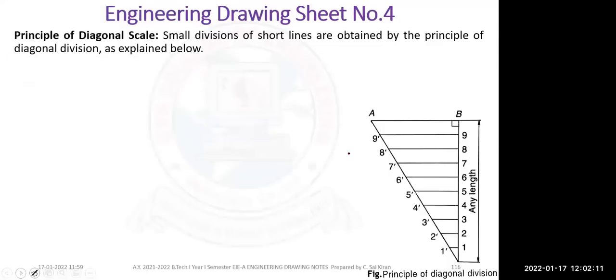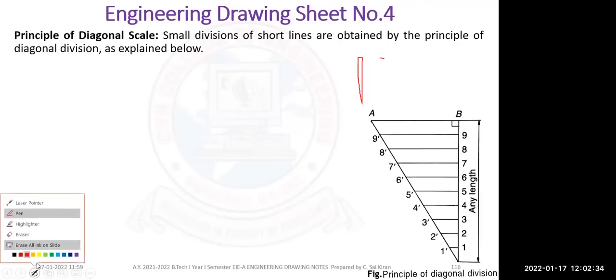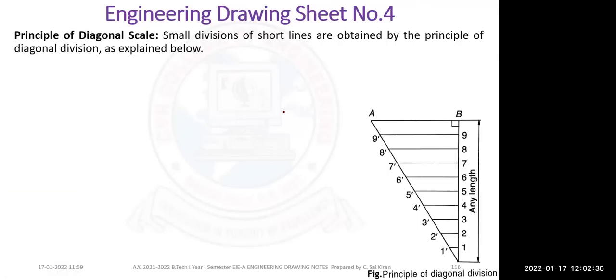So if I want to divide a smaller length, however small it may be, I'll divide this line into 10 equal parts. Then I'll join this one. Then I can divide this AB also into 10 equal parts. That is the beauty of engineering drawing. However small the line may be, you can divide it into 10 equal parts. And you can measure the subdivision, the third unit, you can measure.